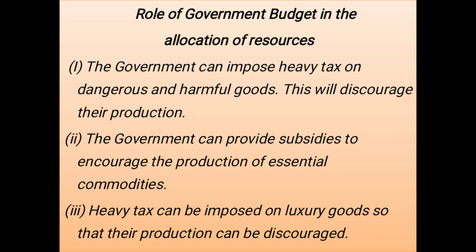So, what is the role of the government in allocation of resources? How does the government help in allocating the resources? The government can impose heavy taxes on dangerous and harmful goods. This will discourage their production, and the government can provide subsidies to encourage the production of essential commodities. Heavy tax can be imposed on luxury goods so that their production can be discouraged.